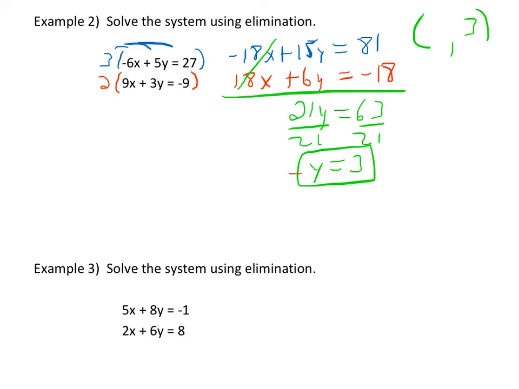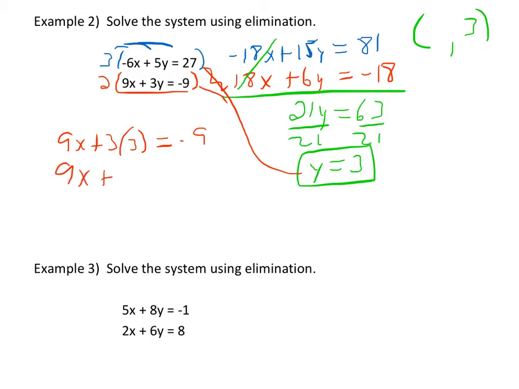we'll plug it into either one of these equations, the original form to make it easier on us, and I'm going to take the bottom one this time. Again, just because there's less work it seems, I'm not sure if that's the case, but we'll try the bottom one. So I get 9x plus 3 times my new y value of 3 equals negative 9.